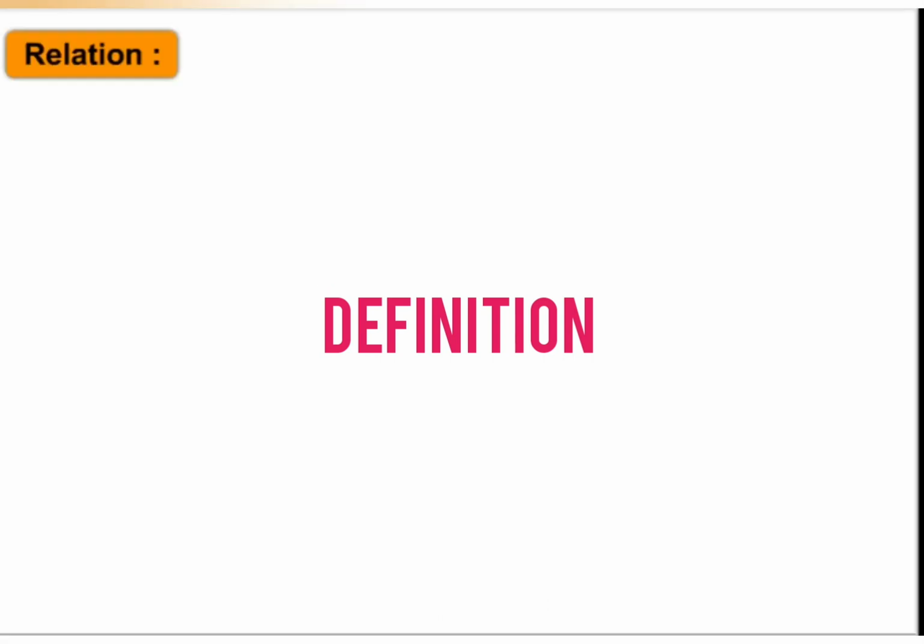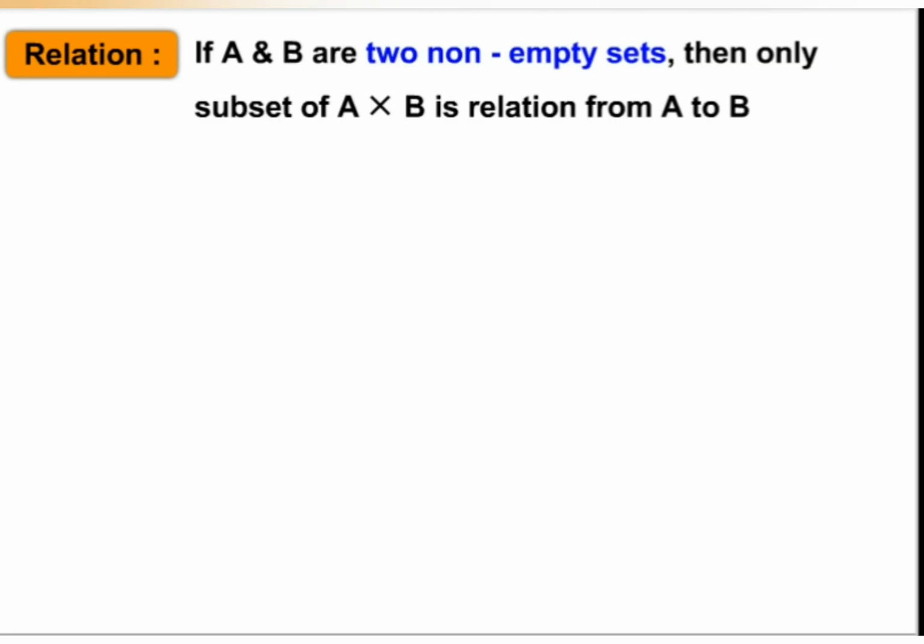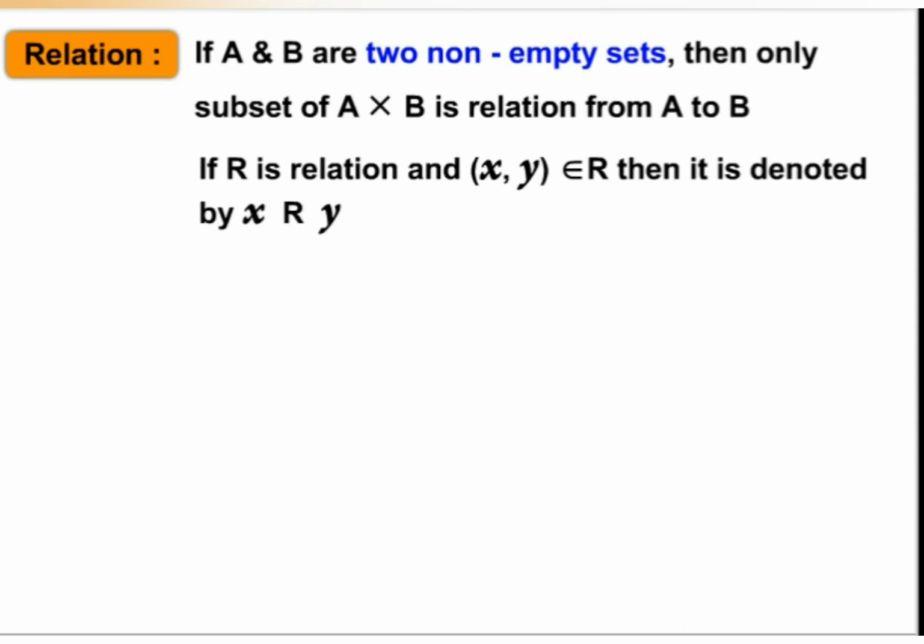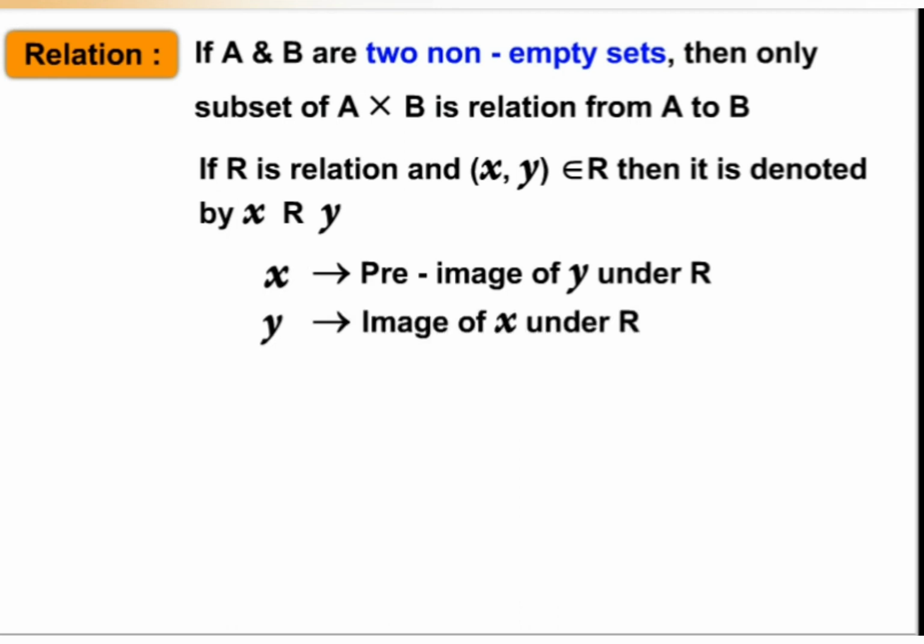Definition. Relation. If A and B are two non-empty sets, then any subset of A cross B is a relation from A to B. If R is a relation and (x, y) belongs to R, then it is denoted by xRy, where x is the pre-image of y under R and y is the image of x under R.